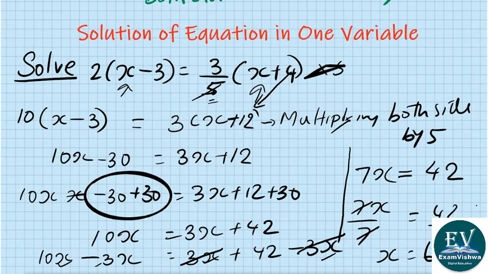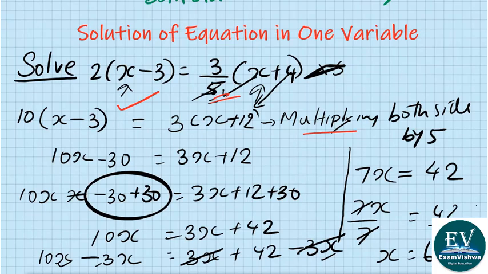Understood? So this way we can solve. थोड़ा लंबा रास्ता था. Why? There was a denominator to remove. ये denominator को remove करना जरूरी था. Then here I opened the bracket. But everywhere you have to write, here I wrote multiply both sides by 5.